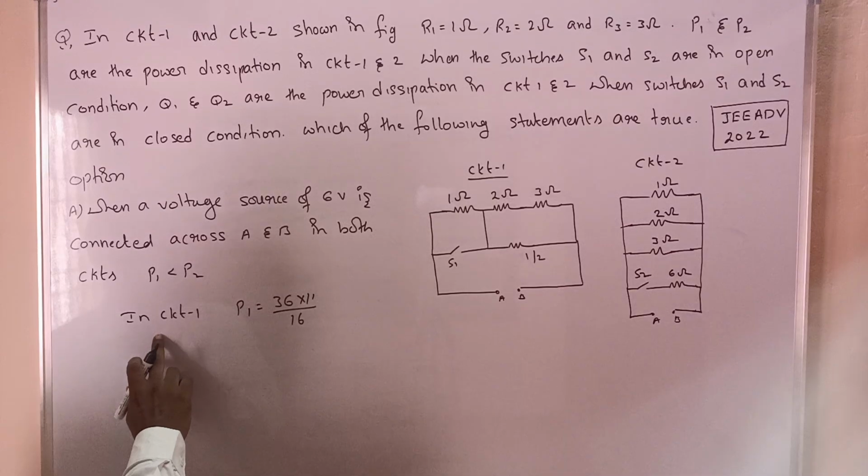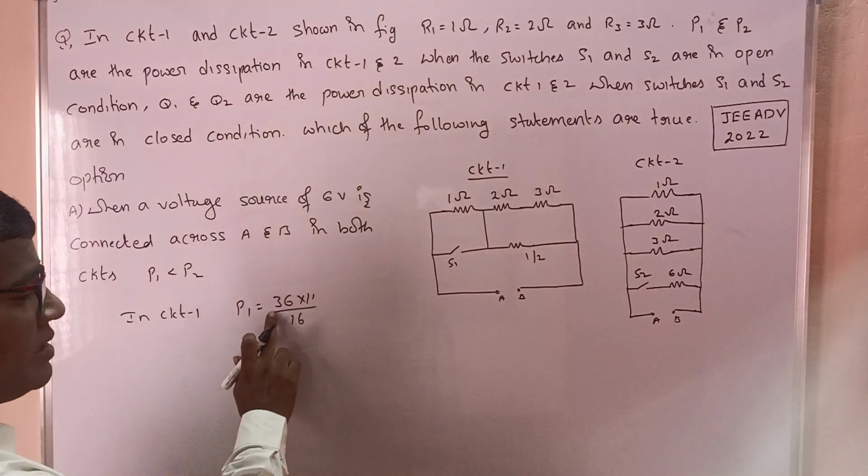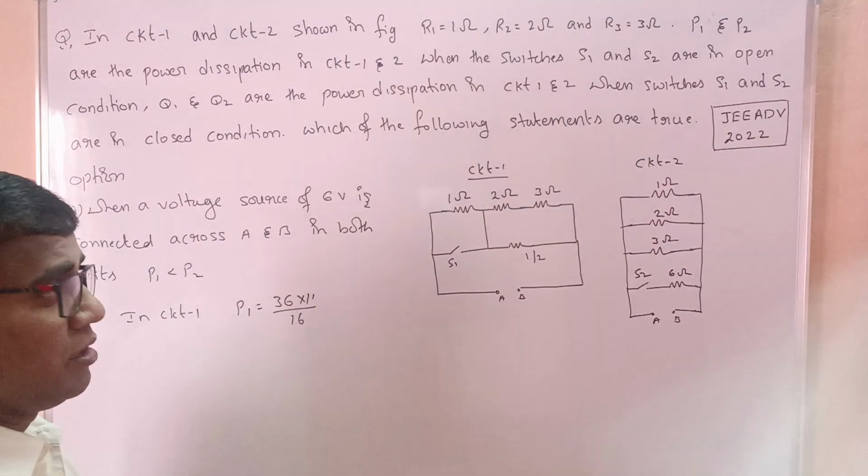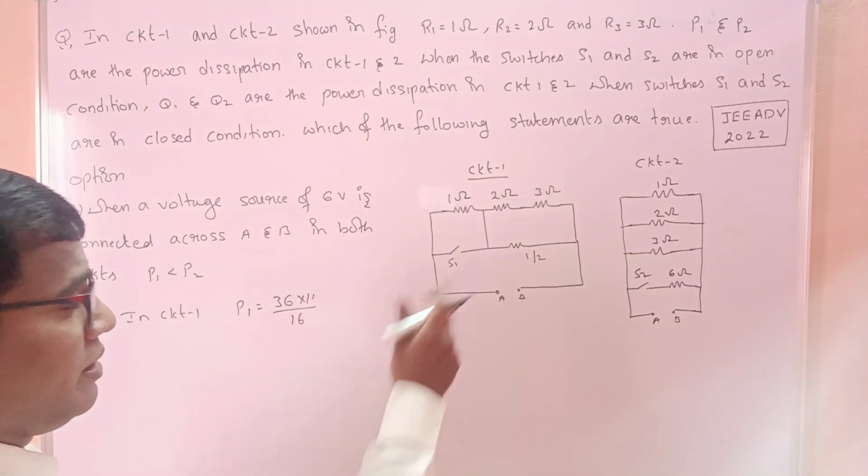See, in circuit 1, P1, how much we got? 36 into 11 by 16. Now we will solve for circuit 2.